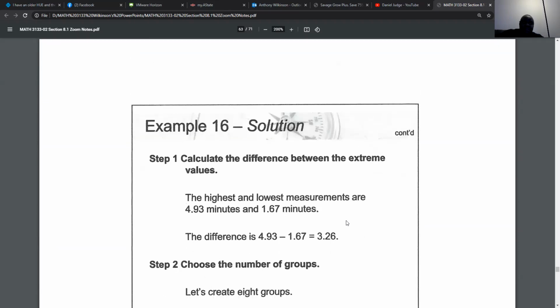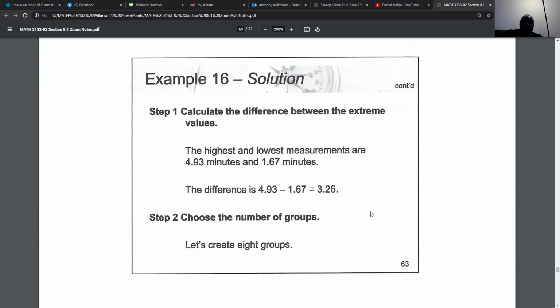Based on that, the highest and lowest measurements are 4.93 minutes and 1.67 minutes. So we subtract 4.93 minus 1.67 to get 3.26. That's called the range of the data values. We'll talk about that in the next section.